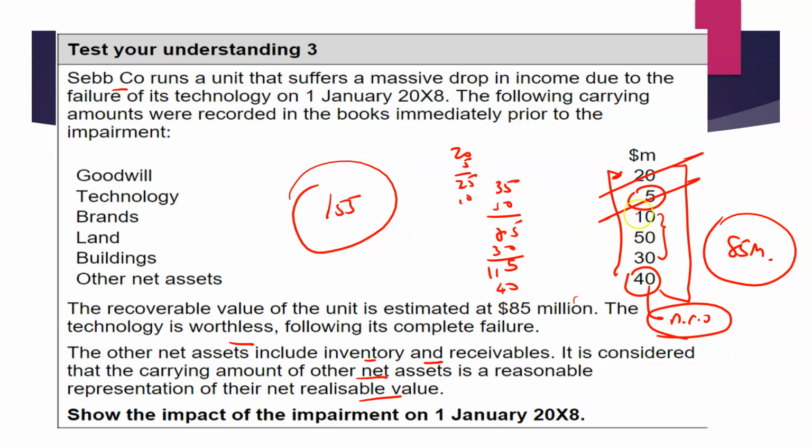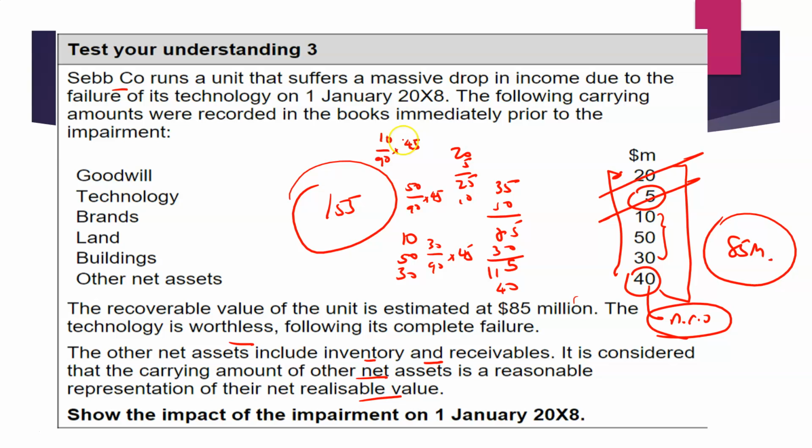So the question here is, how do I break this down? I basically have 10 and 50 in that ratio. I can only really recognize 45 million from here. So really, this is 10, 50, 30, total 90. So 10 over 90 times 45 is the new value. 50 over 90 times 45 is the new value. And 30 over 90 times 45 is the new value of these assets.